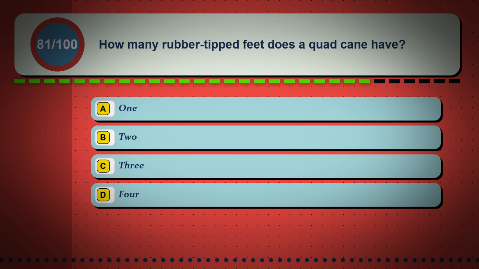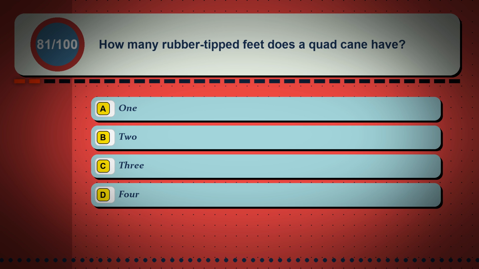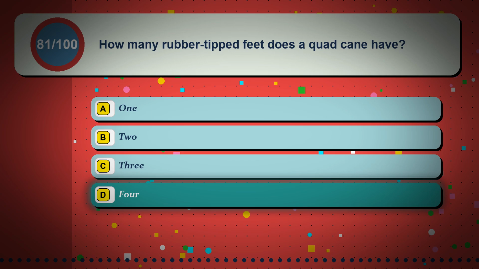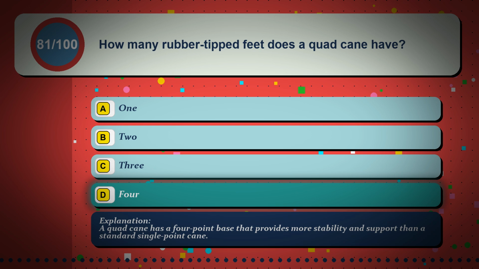How many rubber-tipped feet does a quad cane have? Option A, 1. Option B, 2. Option C, 3. Option D, 4. The correct answer is option D, 4. A quad cane has a 4-point base that provides more stability and support than a standard single-point cane.